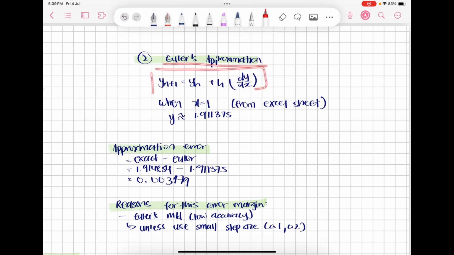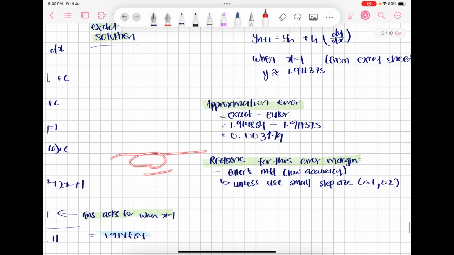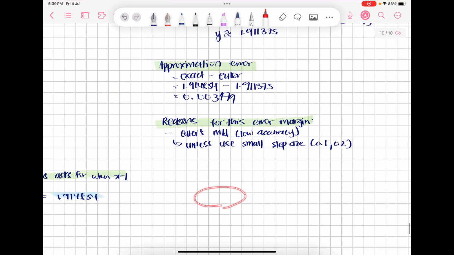Next we'll be calculating using the Euler's approximation. So this is the formula, and we want to find when x equals 1, which we already calculated from the Excel sheet. Now to find the approximation error, we take the exact value calculated over here minus the Euler's formula, and you get the approximation error.